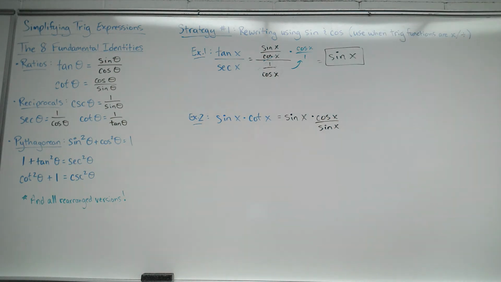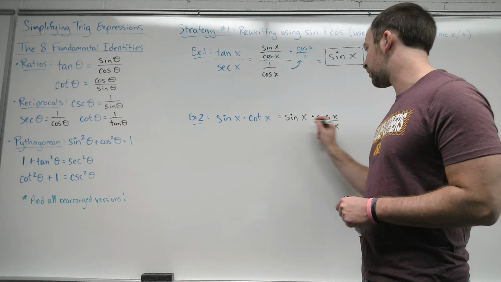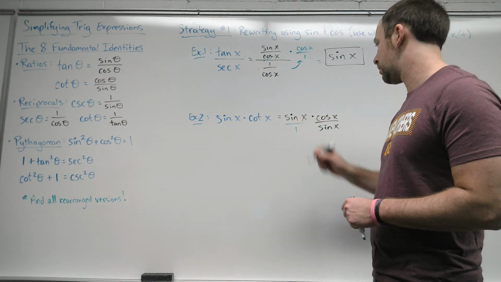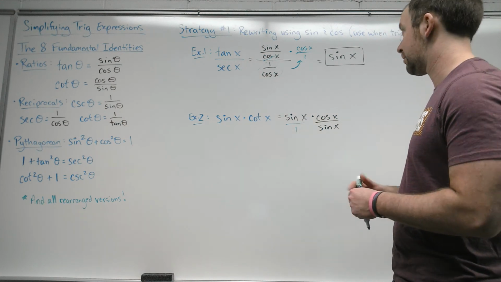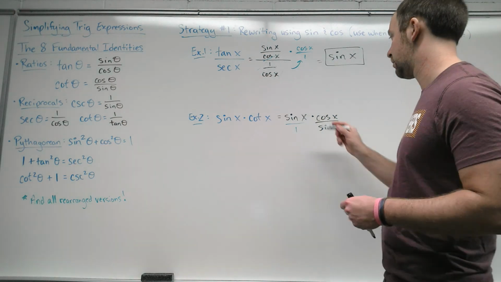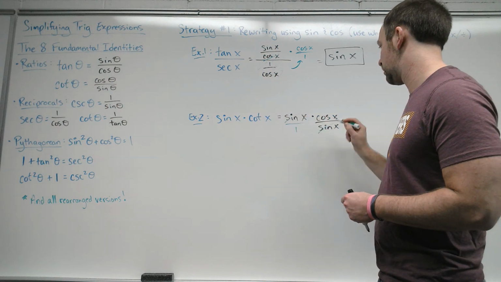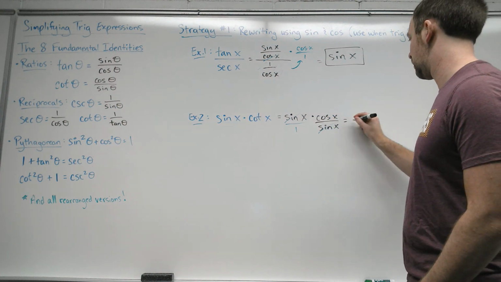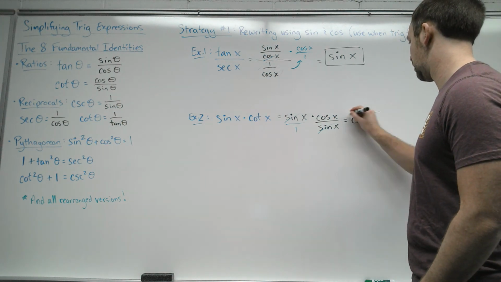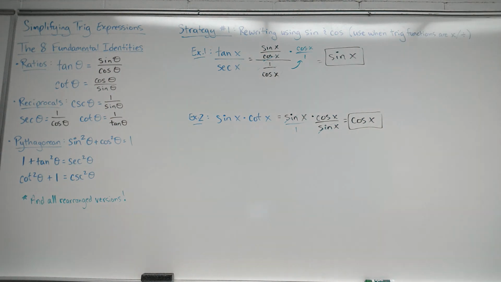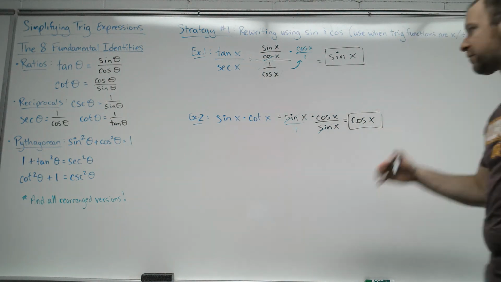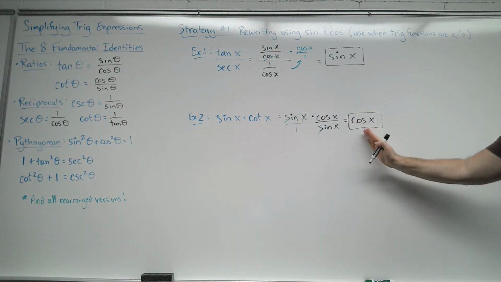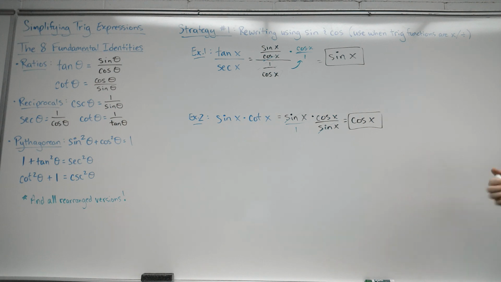Then you look at it, and basically this is one big fraction. Sine times cosine is on the top. There's technically a 1 underneath here. And all of a sudden it's really similar to what just happened here. The sines will cancel. There's that 1 on the top, 1 on the bottom, and all that's left is cosine. So for all of time, no matter what I put in, sine times cotangent will always simplify down to cosine.